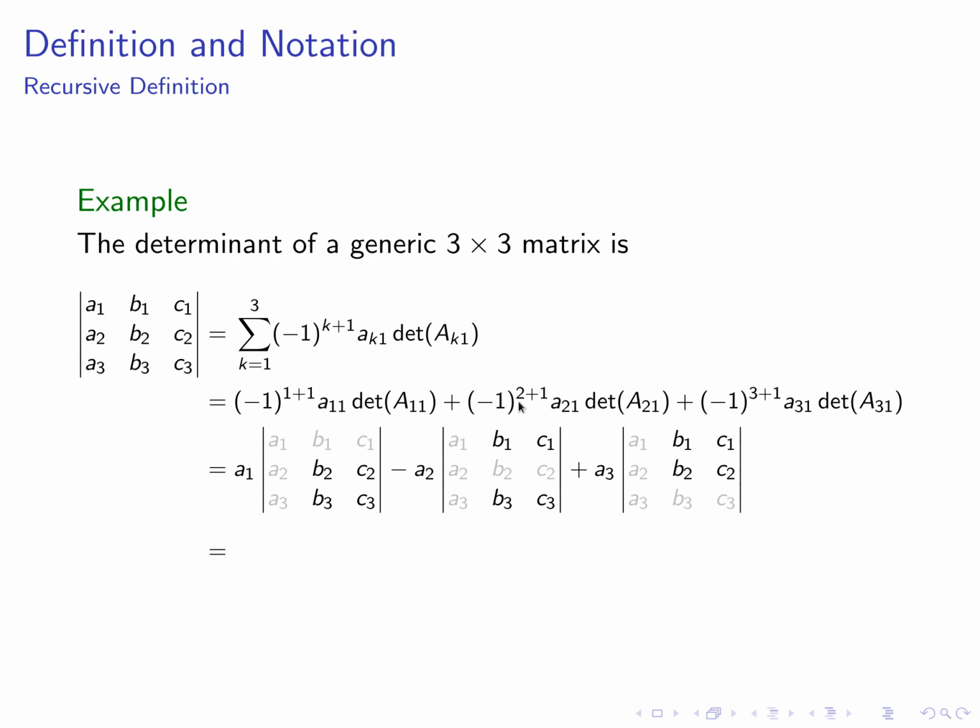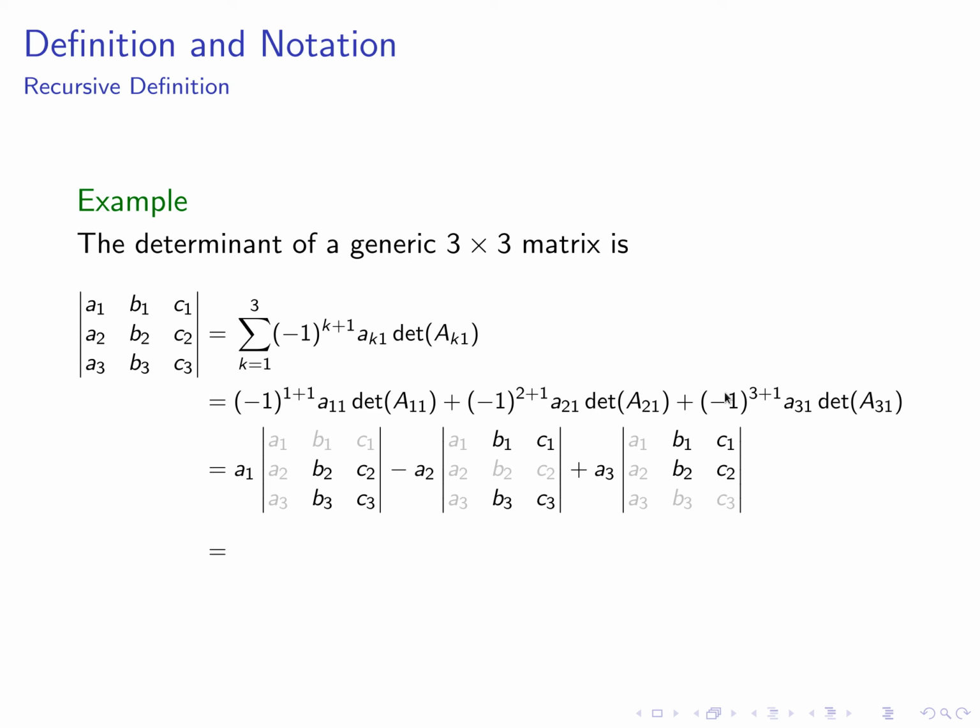Then when we move to the second term, we're looking at (-1)^(2+1), which is (-1)^3, which is negative, so we're weighing this second term negatively. Then we're multiplying by the 2,1 entry inside of our matrix. That's exactly the second entry in the first column, which we're calling a sub 2 here. Then we delete the second row and the first column and take a determinant of whatever's left over. Again, that'll be a determinant of a 2 by 2 matrix.